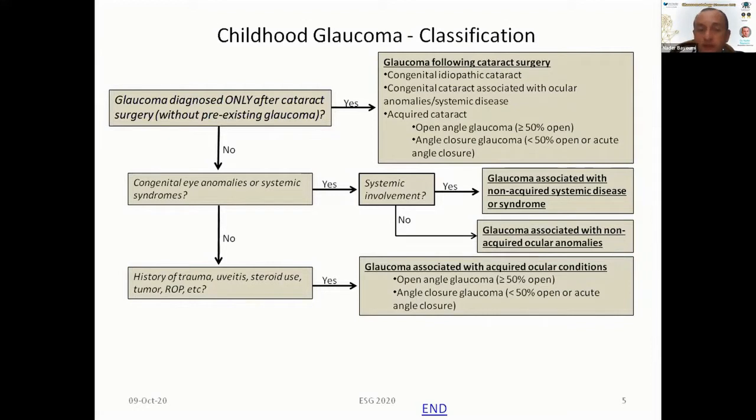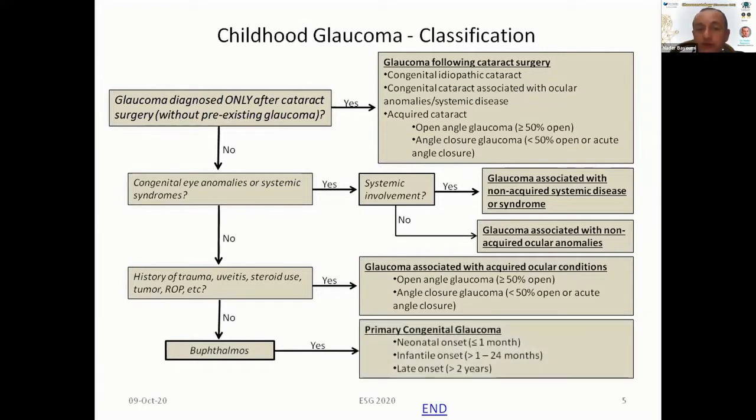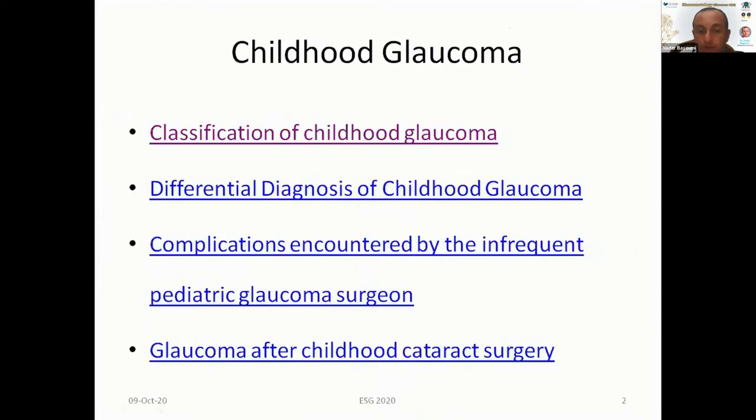If again, there is no history of any condition that is known to cause glaucoma, is there a large eye or buphthalmos? If it is present, then this classifies the eye as a primary congenital glaucoma, according to the onset, may be neonatal, infantile, or late onset. And if none of these is present, then this classifies the eye as a juvenile open-angle glaucoma. So this will put an end to the classification, and I'm done.